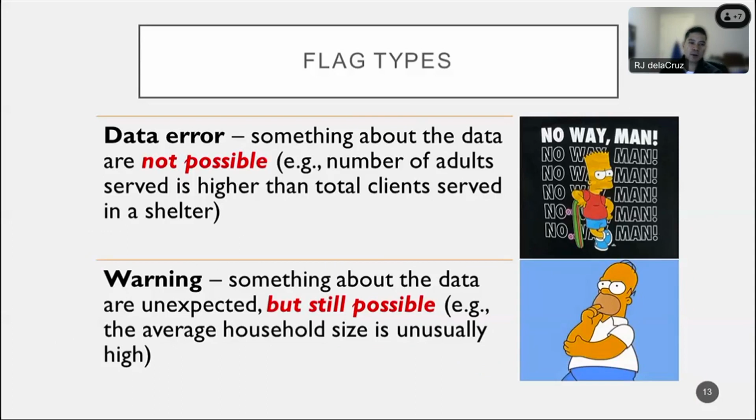Warnings are things that are possible. They're unexpected, but still possible. So maybe the average household size is unusually high, something that we wouldn't be expecting if it's a very high number, but it could be that that's just the case in your COC, that you have to explain to us what's going on. So let's go into a little more detail there.